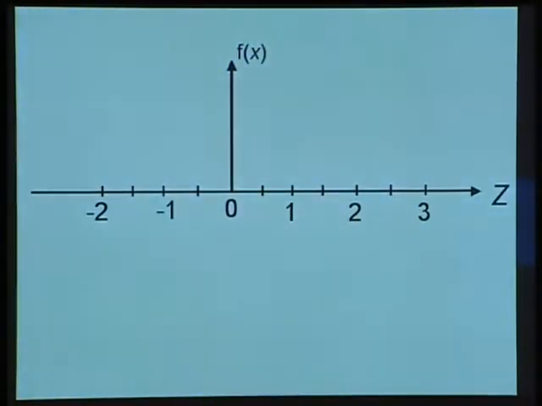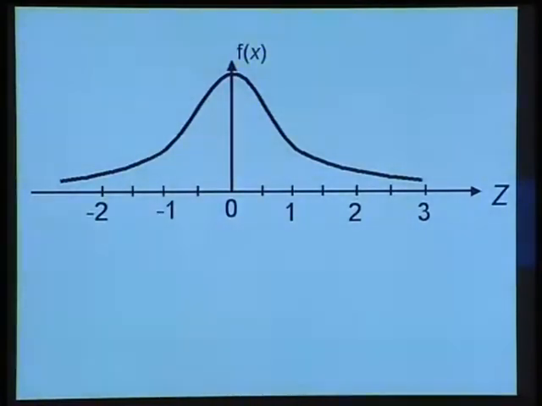f(z) is the probability density function of Z, and this is the standard normal curve. Z is the normal variable, N stands for the normal probability distribution. The mean value of Z is 0, whereas the variance of Z is 1.